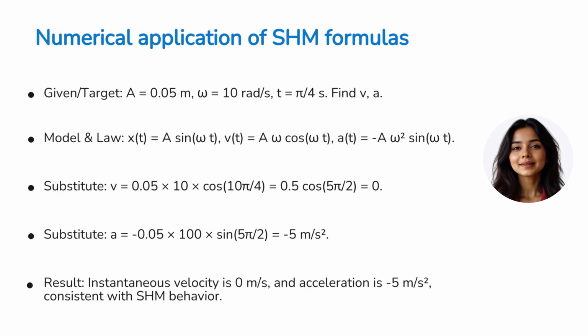For acceleration, substituting values gives negative 0.05 times 100 times sine of 5 pi over 2, which is negative 5 meters per second squared. So acceleration is minus 5 meters per second squared, pointing toward the equilibrium. This makes sense because at t equals pi over 4 seconds, the particle is at an extreme position, velocity is 0 while acceleration is at its maximum in the opposite direction. Numbers confirming theory, physics magic.